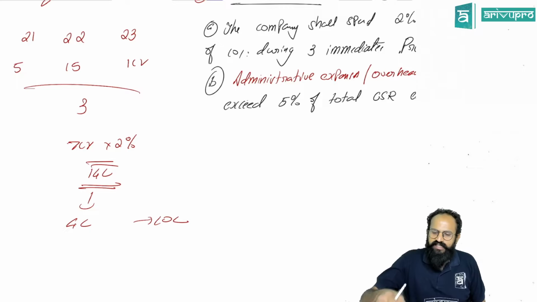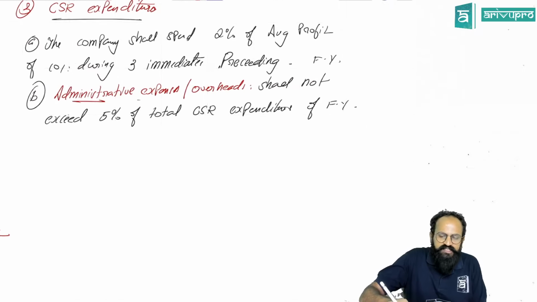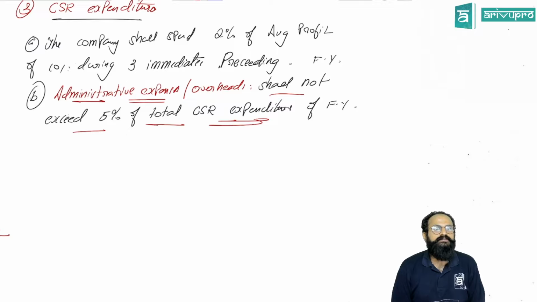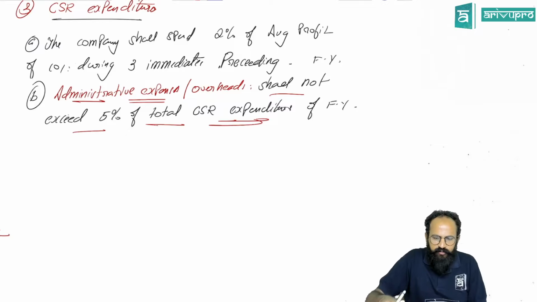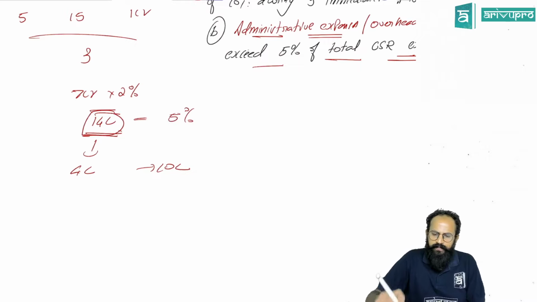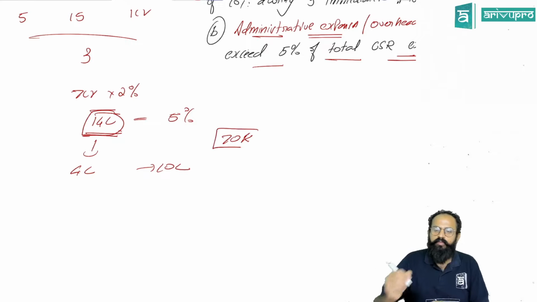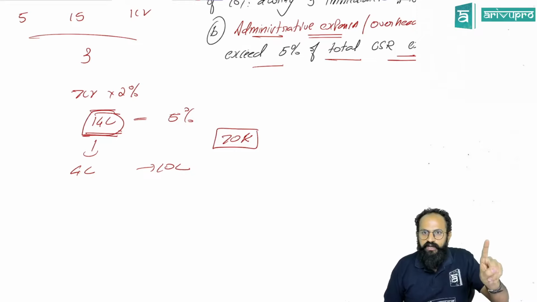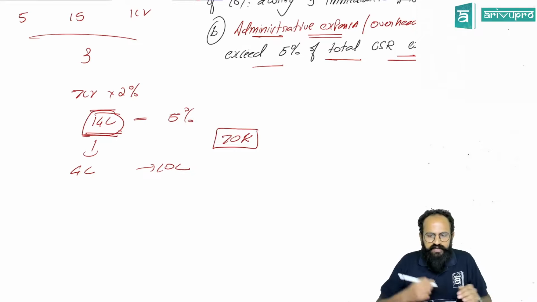Then the law is telling administrative expenses or overheads shall not exceed 5% of total CSR expenditure. So how much is your total CSR expenditure? 14 lakh. In this take 5%. 1.4 lakh, half of that is 70,000. So 70,000 rupees is the maximum overheads I can incur. Understood, all of you?